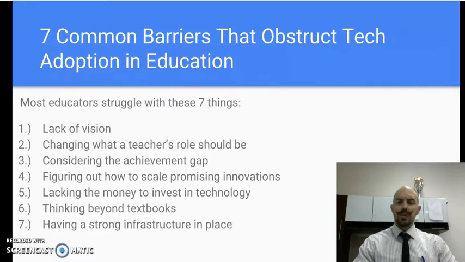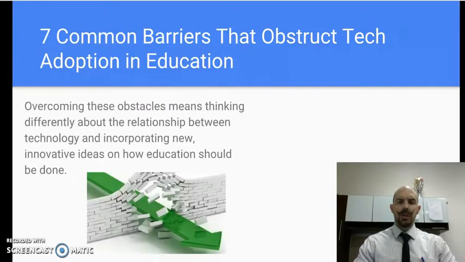So most educators do struggle with some things. In fact, these 7 things have been identified as lack of vision, changing a teacher's role, considering the achievement gap, figuring out how to scale innovations, lack of money or investment, which is a big one, thinking beyond textbooks, since sometimes people in education get really focused on utilizing textbooks in the classroom as part of driving curriculum. And then, of course, having a strong infrastructure. That's something that we don't always have control over as a school, because this might extend outside the building.